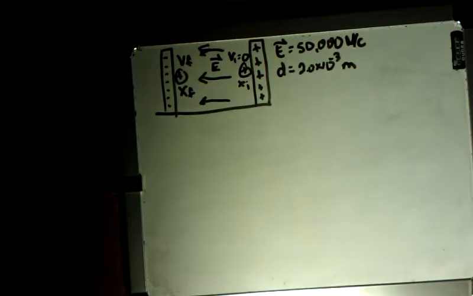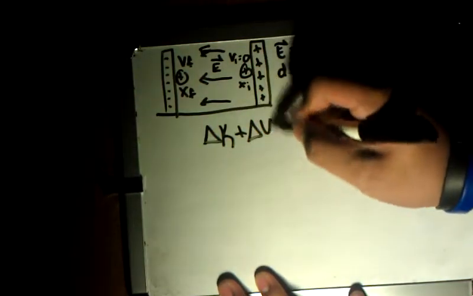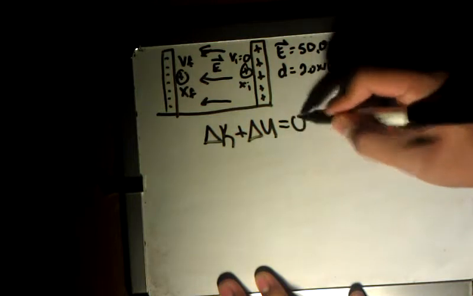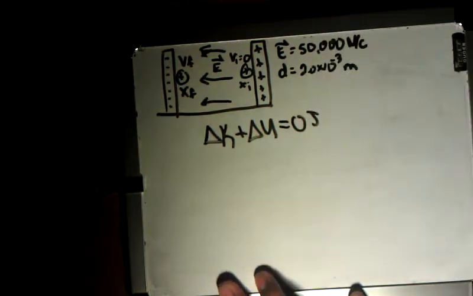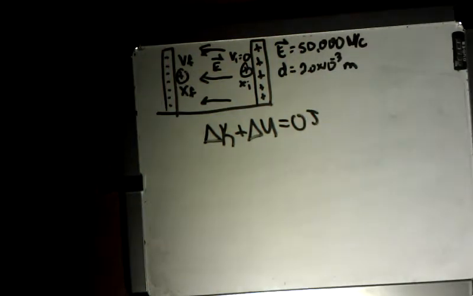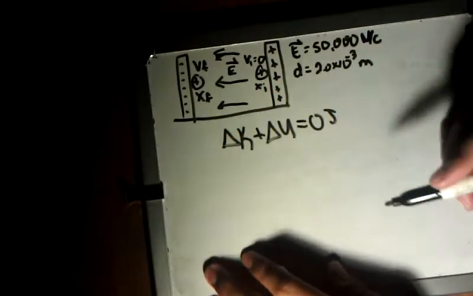So what we could come up with from here is that delta K, which is the kinetic energy, plus delta U, which is the potential energy, equals 0 joules, because that's the law of conservation. So now that we have figured that out, we need to find out what delta K and delta U are.